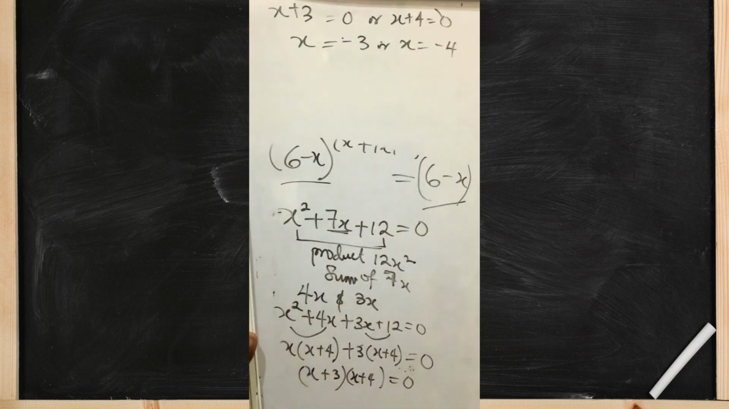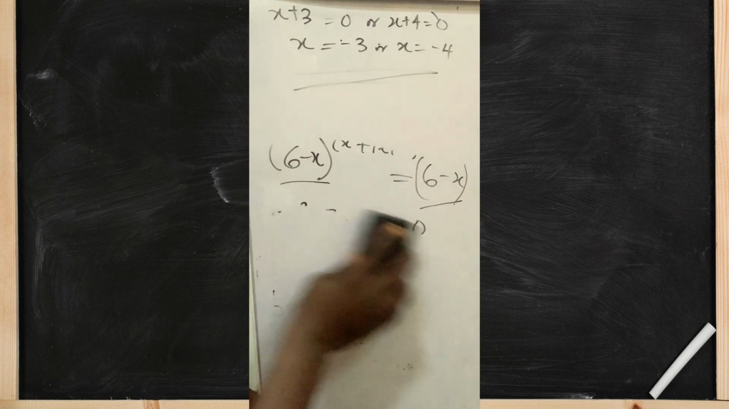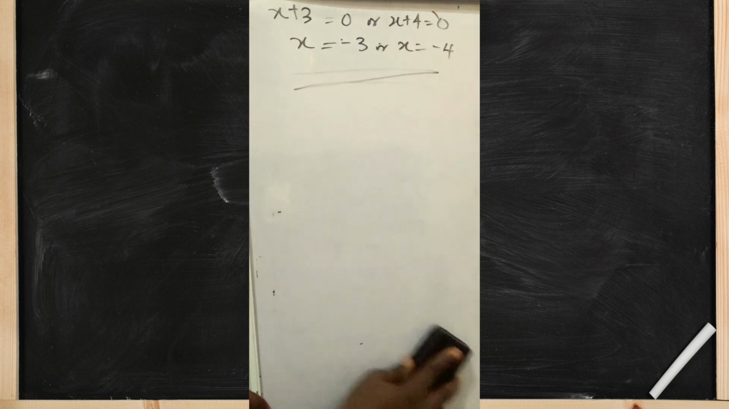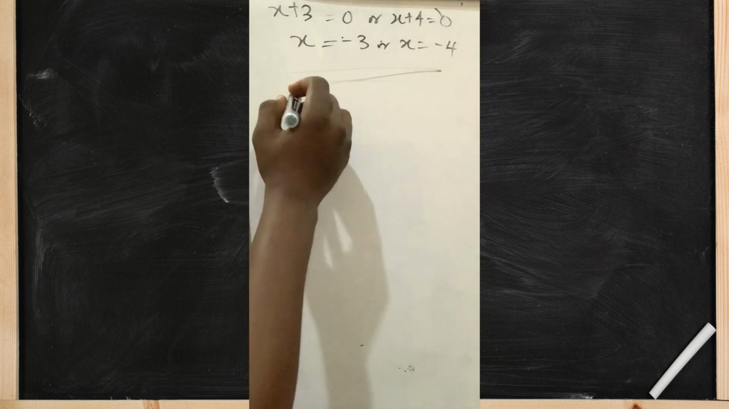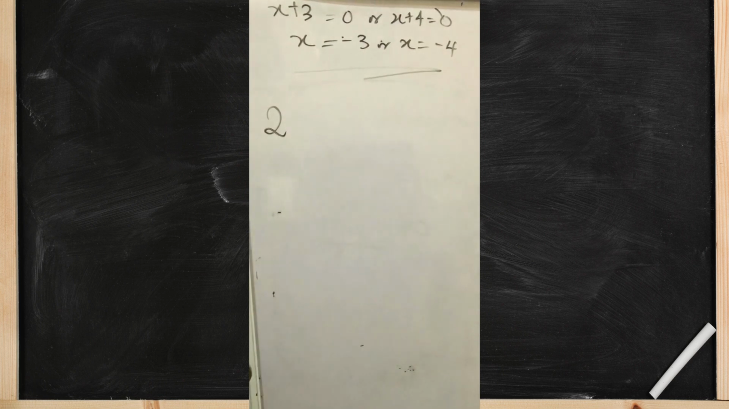So when they say we should find all the values, then it means x is the same thing as minus 3 and minus 4. And that's the answer. x equals minus 3 and x equals minus 4. So the question is not as difficult as it seems. And once you look at it clearly or keenly, you're going to see a hint that will lead you to the answer.